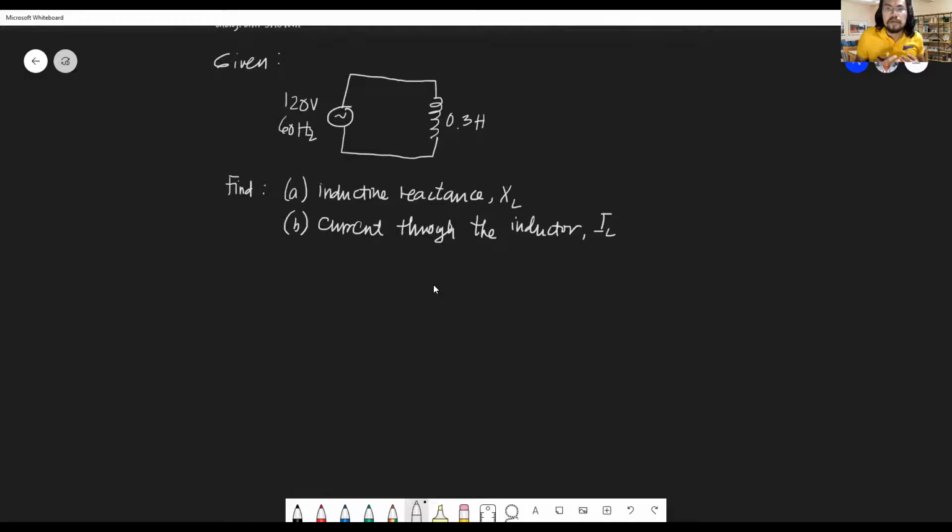These are very direct. The equations have been already discussed in class. We're going to make use of 2 equations, and the idea is for us to first solve the inductive reactance, because logically we have to find the equivalent resistance, that is the inductive reactance of the inductor in the circuit.